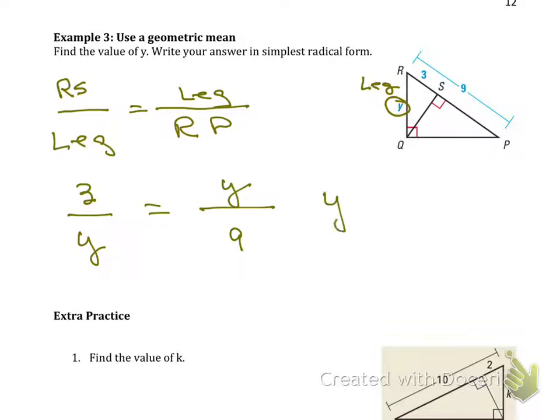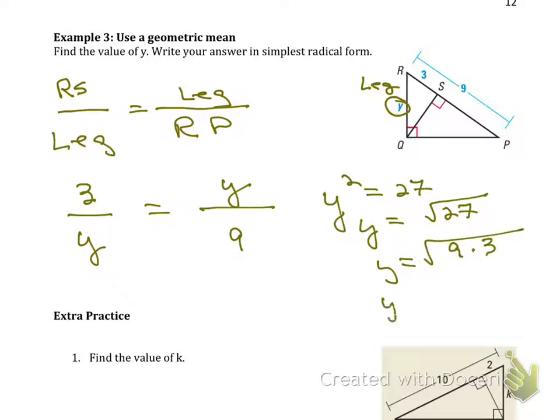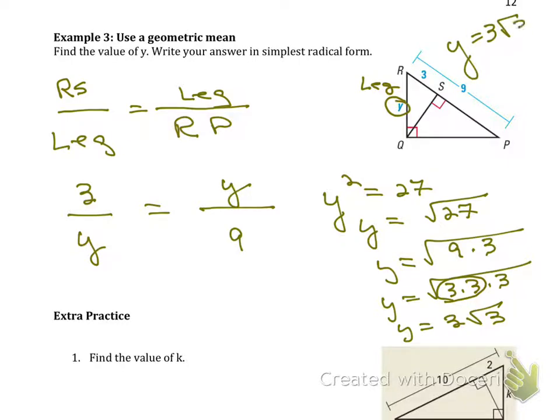So look what I'm getting. y squared equals 27, so y equals radical 27. y equals radical 9 times 3, which is also 3 times 3 times 3. That comes out as a single 3, and we're left with 3 root 3. So what do I find? I know that y equals 3 root 3. You should be writing all this stuff down in your notes.